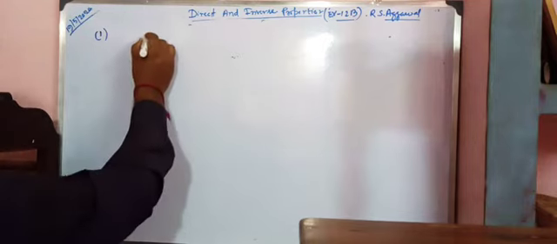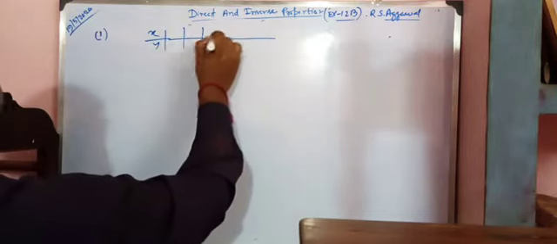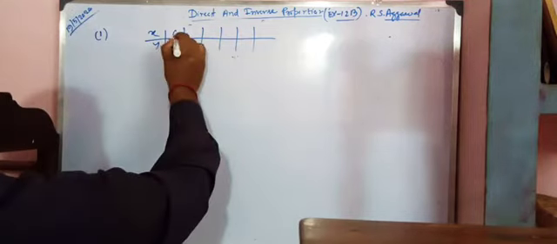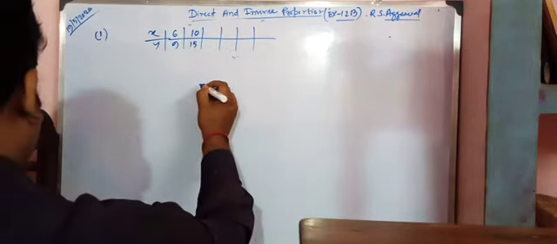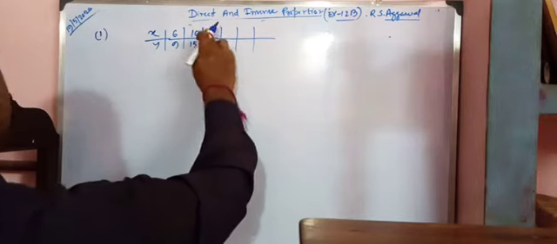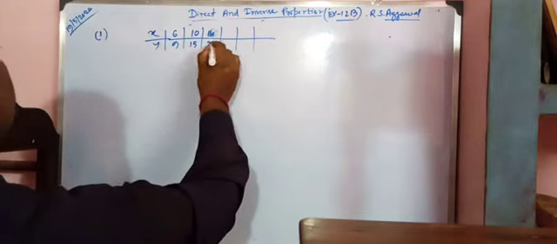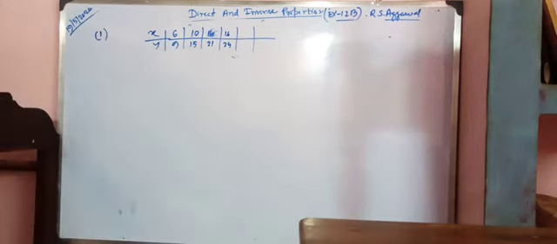We are given a table of x and y. From this table: 6 and 9, then 10 and 15, then 14 and 21, 16 and 24. So this table is given to us. Now we have to find whether x and y are inversely proportional or not.